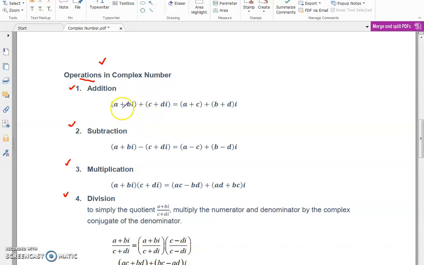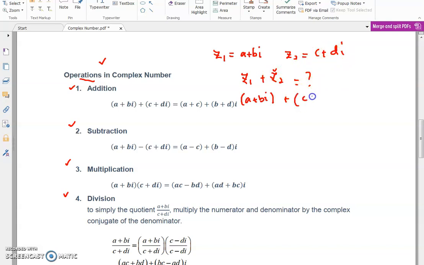Here is how you deal with addition. Let's say we have z1 equals a plus bi, and z2 equals c plus di. If we want to add these two numbers together, we replace the value of z1 with a plus bi, plus the value of z2, which is c plus di.